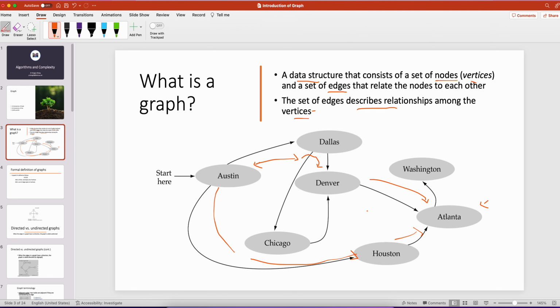We need to convert our real world problem into a data structure, into the graph. After that, we talk about the algorithm, and then we can find the shortest path from one particular location to another location. That is how we can use our knowledge of data structures and algorithms to resolve real-time problems.